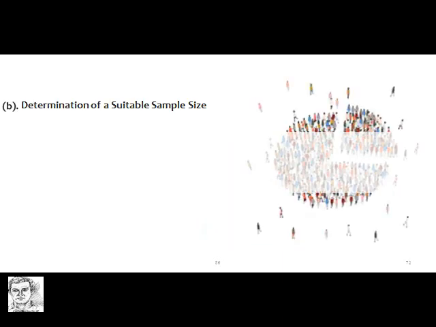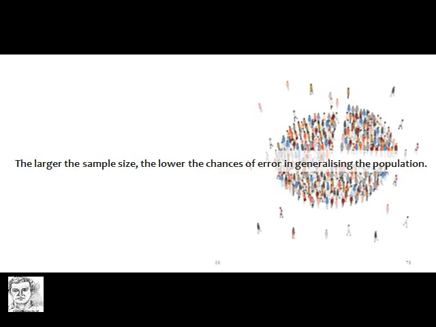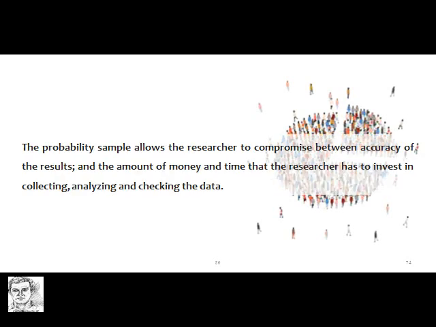Determination of a suitable sample size. The sample statistics are used to make generalizations on the population parameters. The generalizations from any probability sample are based on the theory of probability. The larger the sample size, the lower the chances of error in generalizing the population. The probability sample allows the researcher to compromise between accuracy of the results and the amount of money and time that the researcher has to invest in collecting, analyzing and checking the data.